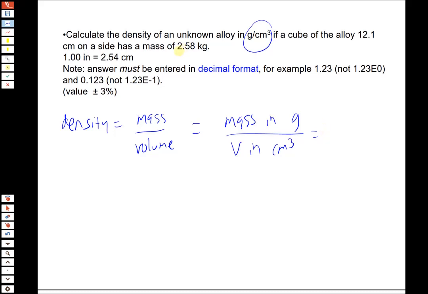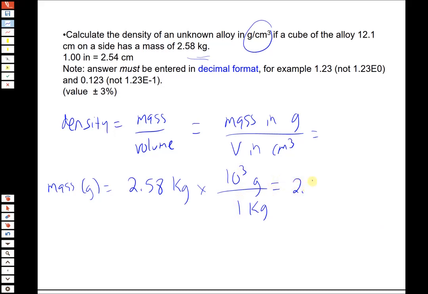The first one is given to us directly as the mass, but it's in the wrong unit. So we need the mass in grams for this problem. So we have to convert 2.58 kilograms to grams. Kilo means 10 to the third. So if we want to convert into grams and divide out kilograms, that's going to be 10 to the third grams in 1 kilogram. So 2.58 kilograms is 2.58 times 10 to the third grams, or 2,580. Doesn't really matter how we put it in for this problem. So 2.58 times 10 to the third grams, that's our numerator. And that was fairly directly given to us, but we did have to do unit conversion.